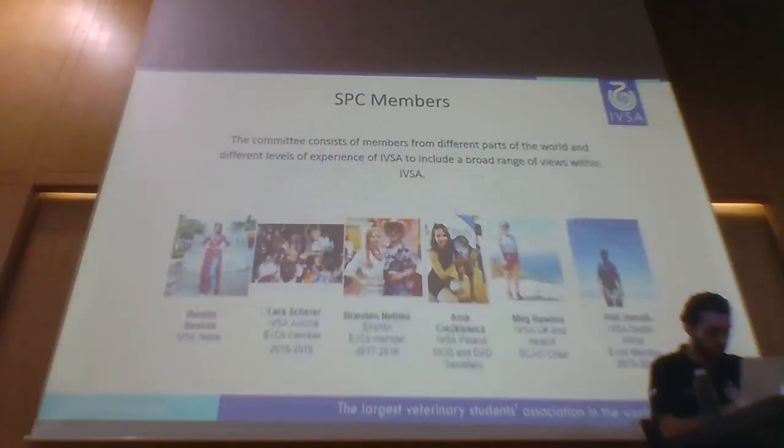So we've got quite a diverse background of members. We wanted people who have been involved more in the local area. We've got people who are now in Trust, people who were previously in EXCO, people who are currently officials, and also from all over the world.